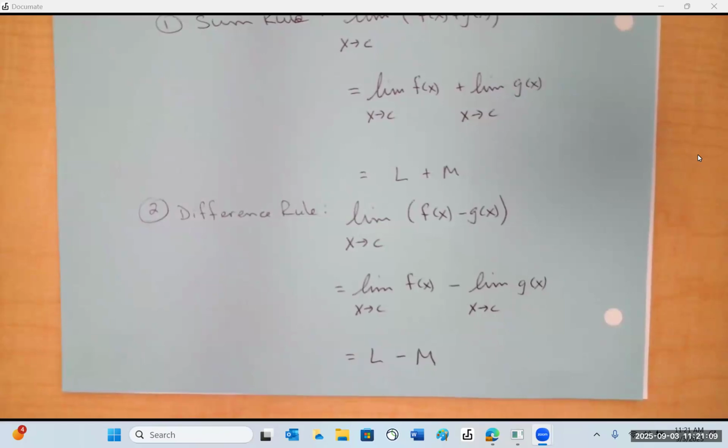And the thing is, with these properties, you're going to see these over and over in all different types of configurations. So the sum and difference rules are pretty much saying the same thing. If you have an equation that has multiple terms separated by a plus or minus, you could just do them independently.